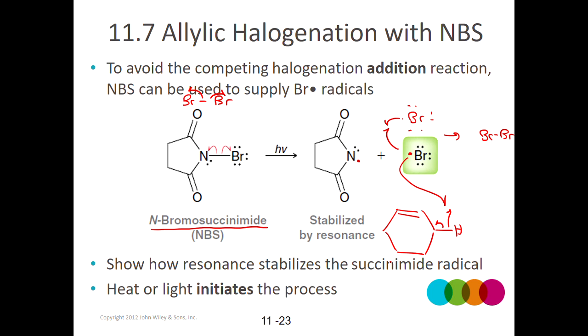So the idea here is NBS hit with light, producing these radicals. This radical is stabilized through resonance. The radical can undergo this shift to share the radical instability over three atoms, the nitrogen and both oxygens, which really helps to stabilize it. And the bromine radical then can do the hydrogen abstraction.